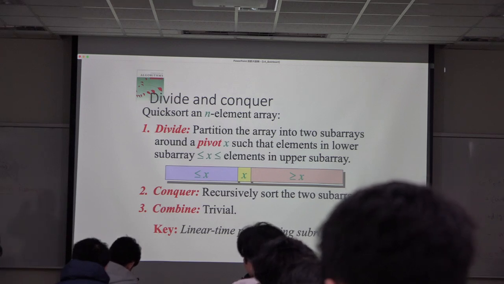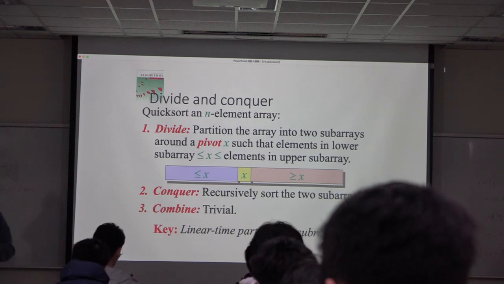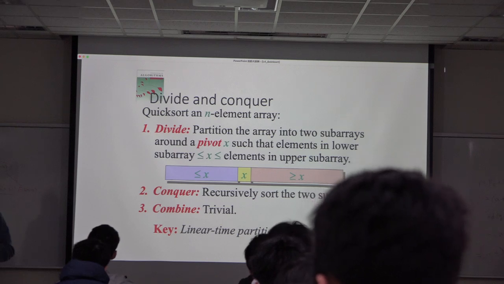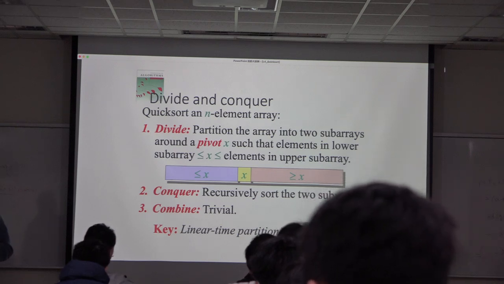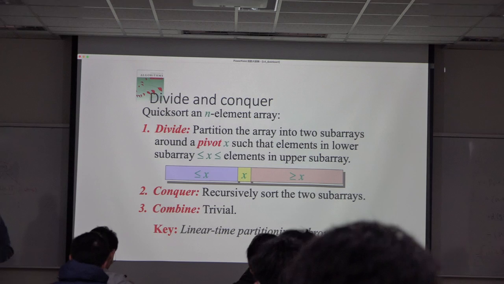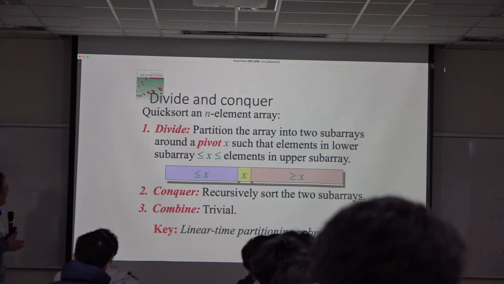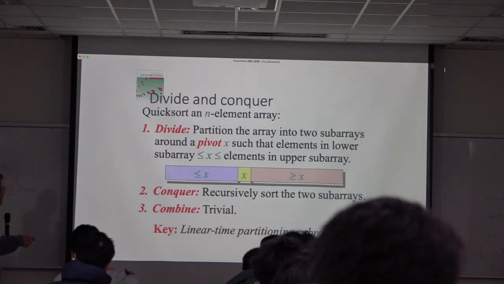And as you can tell, in merge sort most of the work happens in the merge part. It's really the merge part that takes most of the time. That's the nature of merge sort. But for quick sort, the most effort actually happens in the divide part.